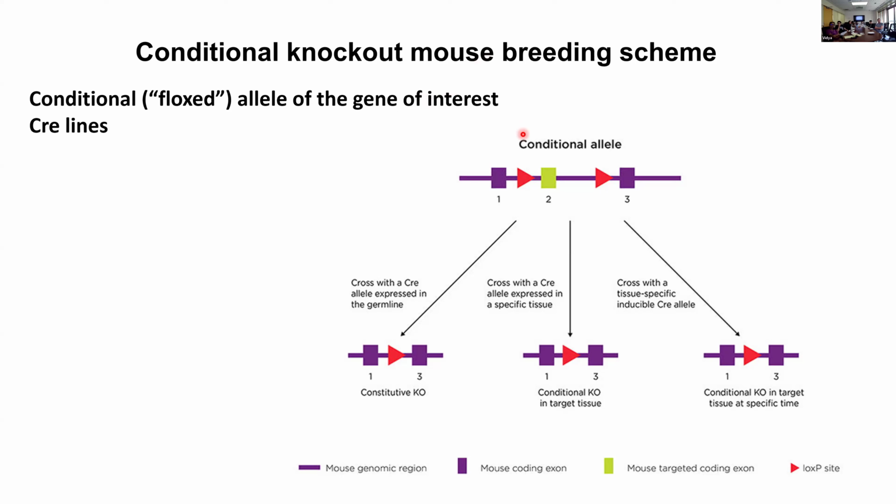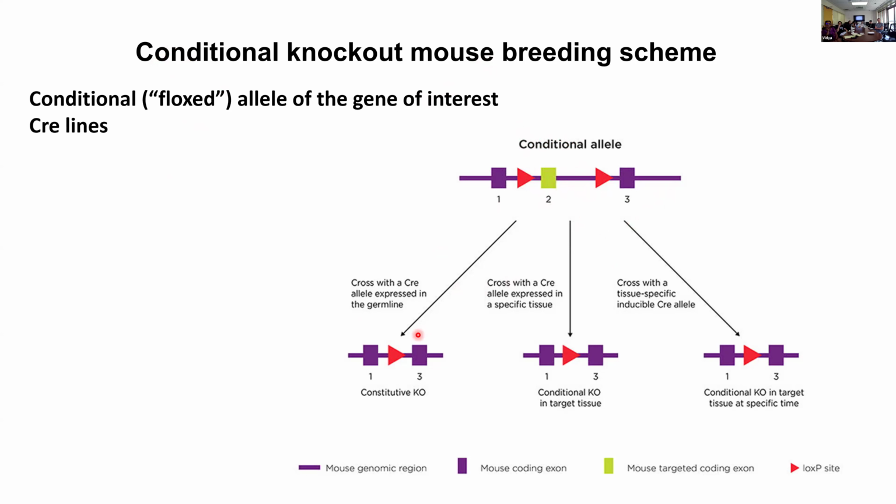When you have a conditional allele, we knock in two LOXP sites to flank one or more essential exons. That's why a lot of times when you see a lab writing it, they write F, the flox. It's flanked by LOXP, so this word was coined: flox. Once you have this, you can create all kinds of gene knockouts.